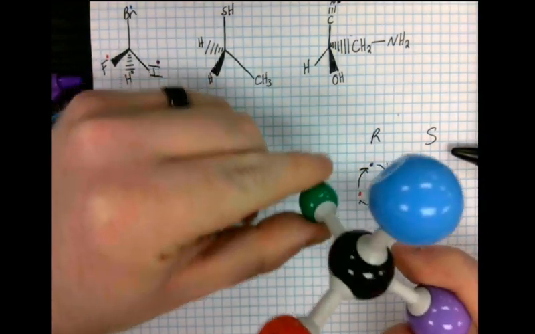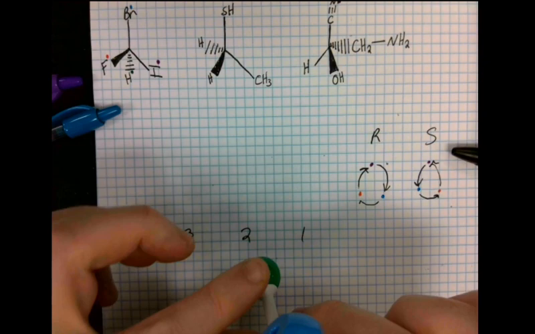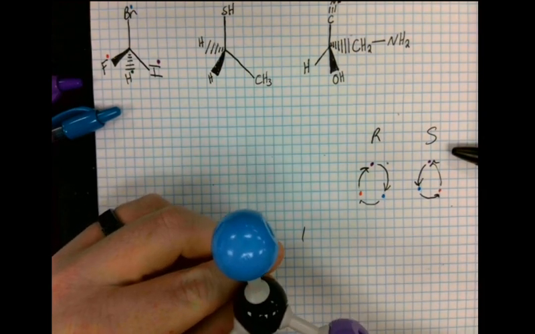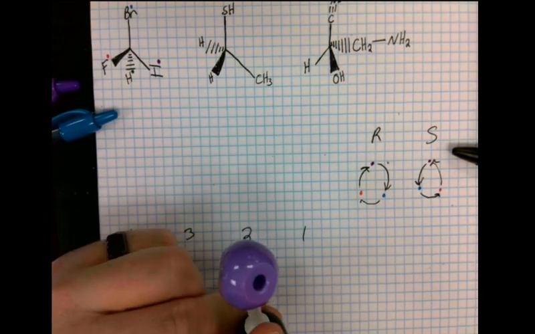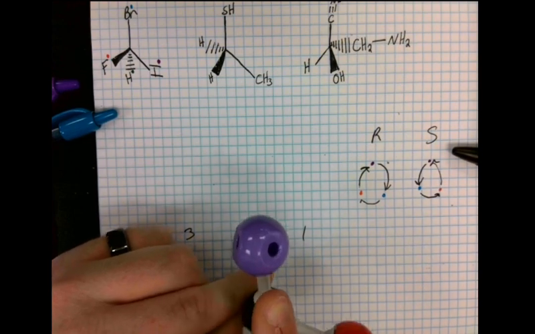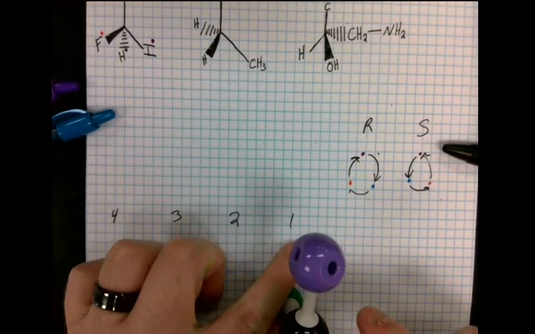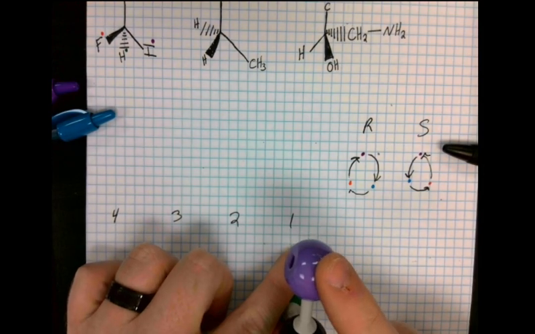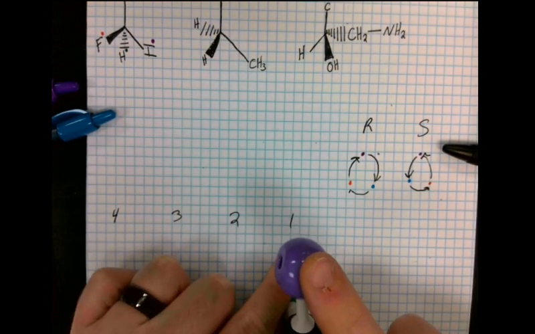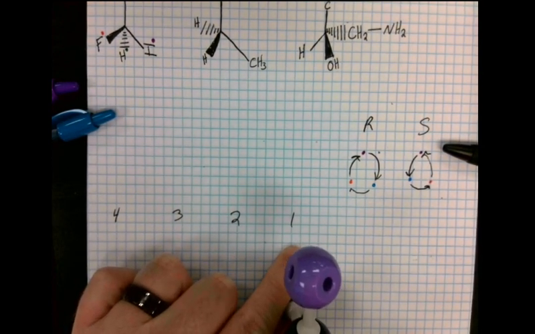So my lowest priority is hydrogen. Hydrogen is pointing backwards. Iodine is my highest priority, so I'm going to start with iodine, and I'm going to go from highest to lowest priority. Iodine is the highest. My second highest priority is bromine. Bromine is blue, so it's right here.